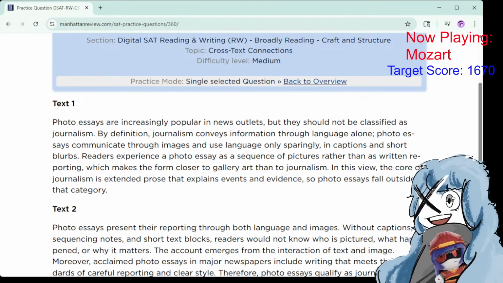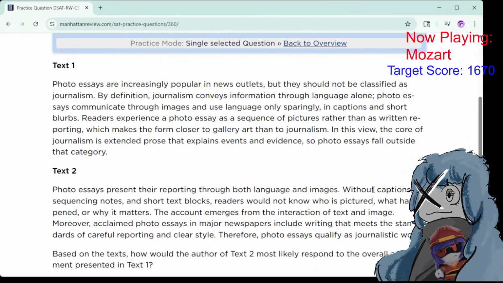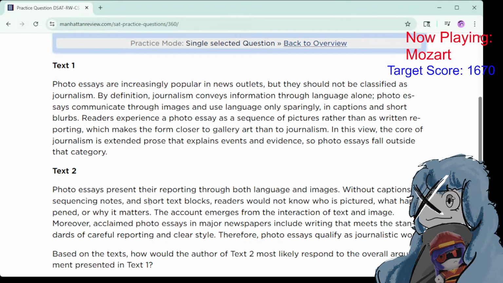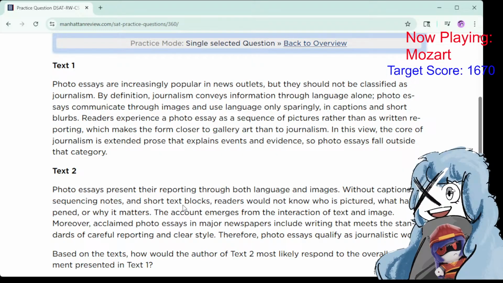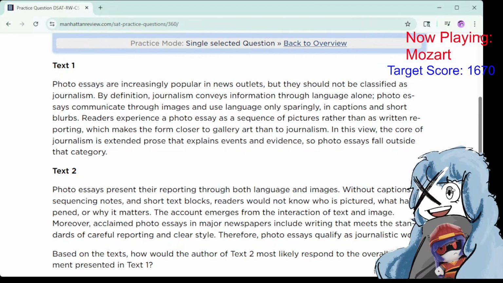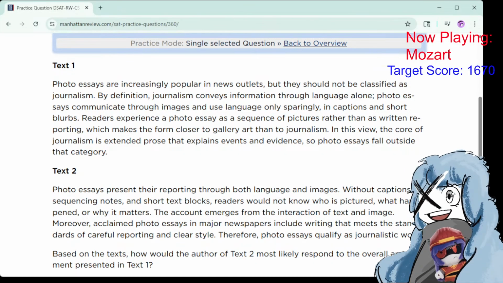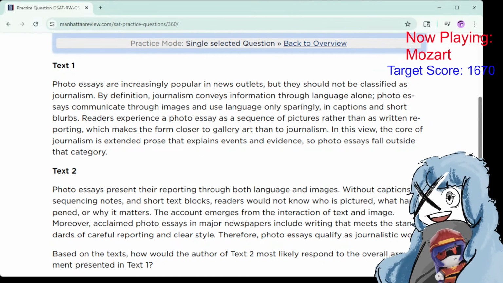Photo essays present the reporting through both language and images. Without captions, sequencing notes, and short text blocks, readers will not know who is pictured, what happened, and why it mattered. The account emerges from the interaction of the text and image. Moreover, the acclaimed photo essays in major newspapers include writing that meets the standards of careful reporting and clear style. Therefore, photo essays qualify as journalistic work.